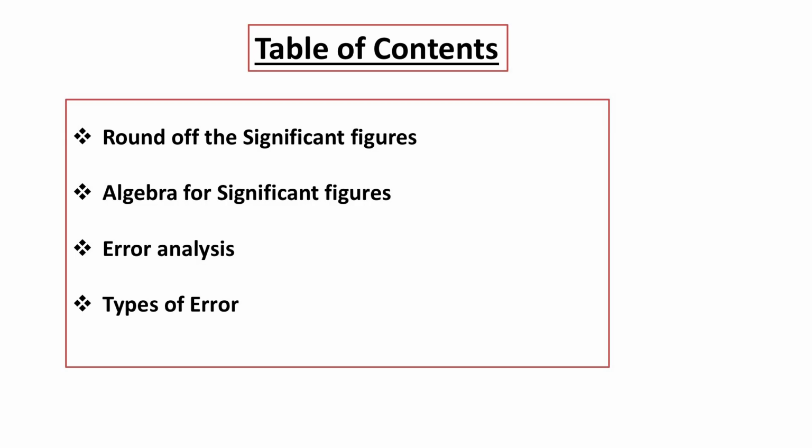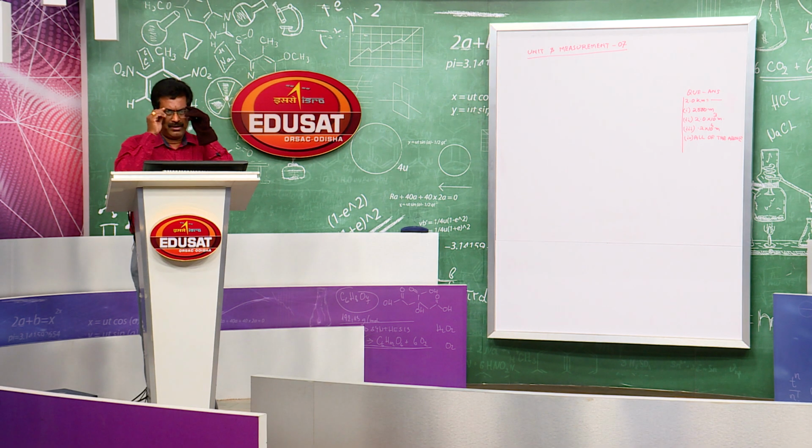If the significant figures are to be used in algebra like addition, subtraction, multiplication and division, how should the significant figures be taken into account, and up to how far do we have to proceed? That we will discuss. Next we will start one of the last parts of this chapter, error analysis, and if time permits, we will go for the types of errors and then the propagation of errors. So, let us now come to the round off of the significant figures.